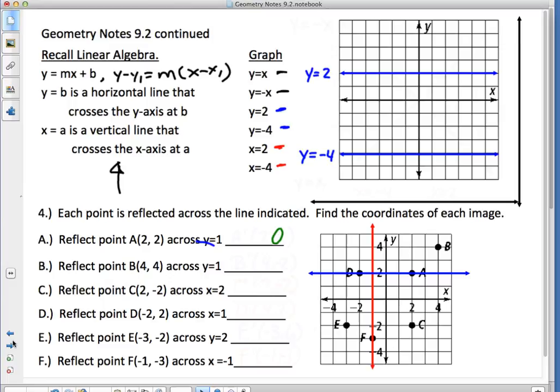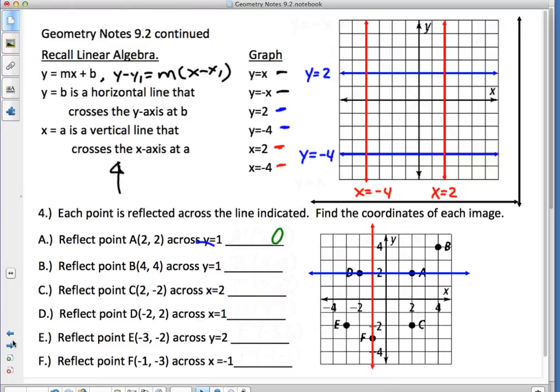Just a number will be a horizontal line. For x equals just a number, it's going to be a vertical line. Okay, so x equals just a number, a vertical line at x equals 2 is here. A vertical line at x equals negative 4 is here. Okay, we doing okay? I've got 2 more lines to review.